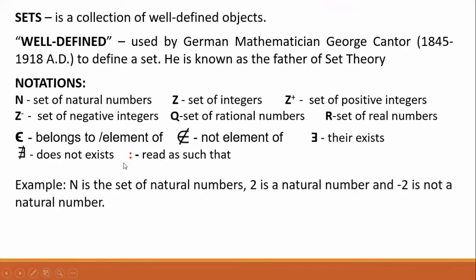Example: N is the set of natural numbers. 2 is a natural number and negative 2 is not a natural number. How can you write that using the given notations above? That's right. We have 2 is an element of, or belongs to, natural numbers, and negative 2 is not an element of, or does not belong to, natural numbers. Okay, that's good.